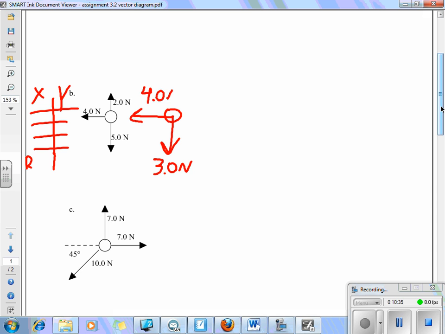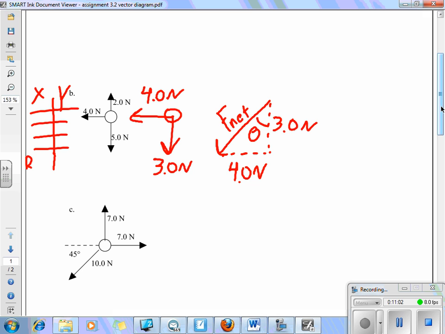4 to the left. To find the resultant now, we have to make a triangle out of this. I have this heading at an angle, with 3 heading downwards and 4 heading leftwards. My angle theta will be here. And like I said, the resultant will turn out to be the net force.